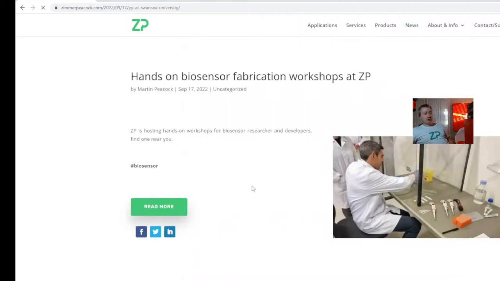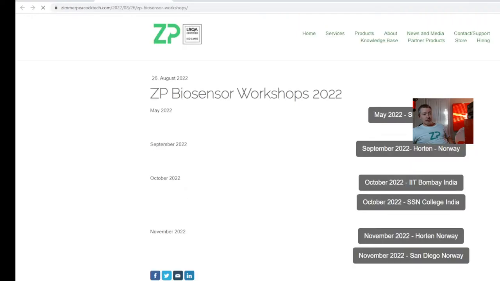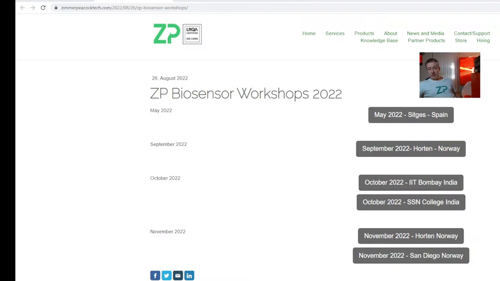Now, I have mentioned the workshop, and it was really successful. So we're putting together a page. When you look at Zimmer Peacock this year, I think our workshops are really good, and it's because we've had a lot of practice.